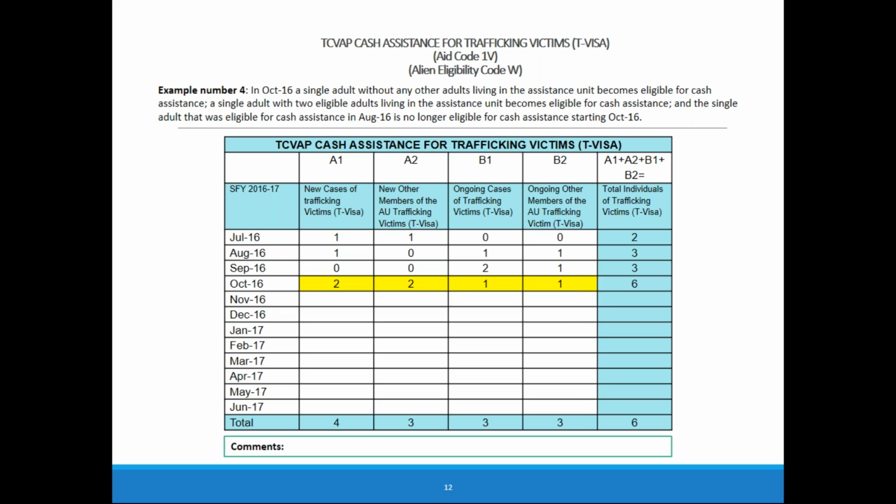Now I'm going to pass the microphone to Julia for the next category. Thank you. And the column that Harry Ruto was referring to is the blue column on the right-hand side. That will automatically be populated as you enter numbers into the columns A1 to B2 in the white areas of the survey report.